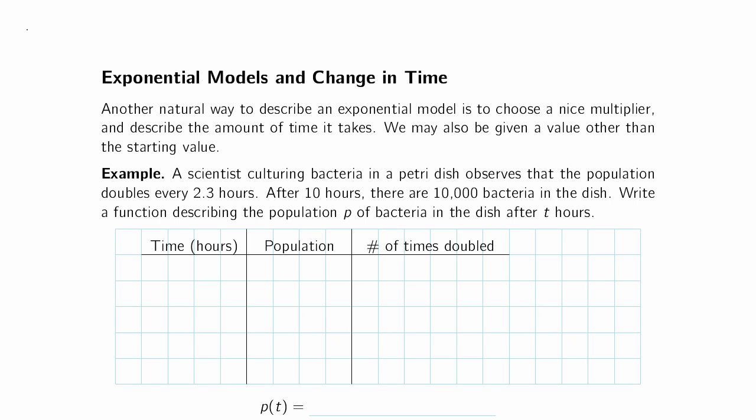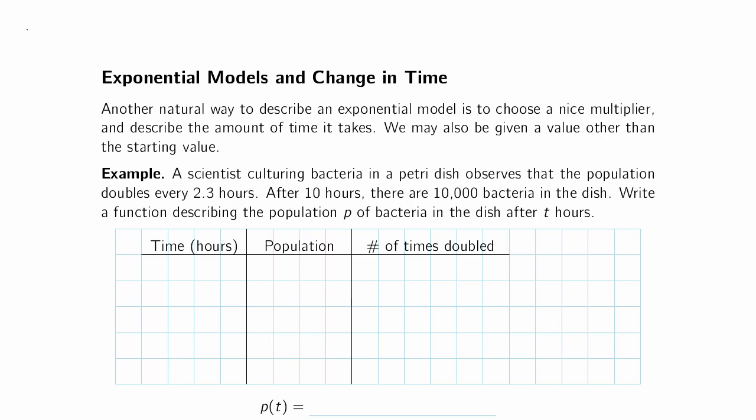For example, a scientist is culturing bacteria in a petri dish. Typically, when they start culturing the bacteria, they can't actually see what's in there. It's only after the culture's been going for a while that they can count the population. So they observe that the population doubles after every 2.3 hours. And at the 10-hour mark, there are 10,000 bacteria in the dish.